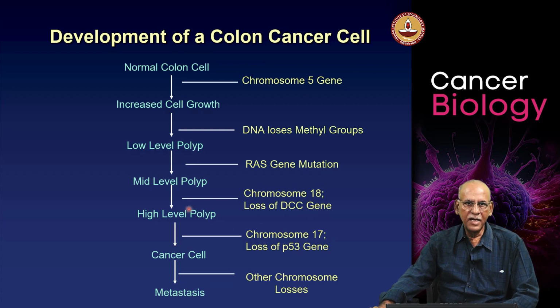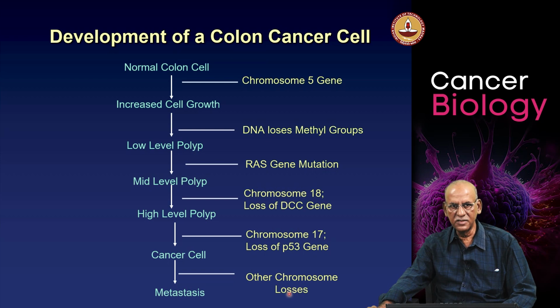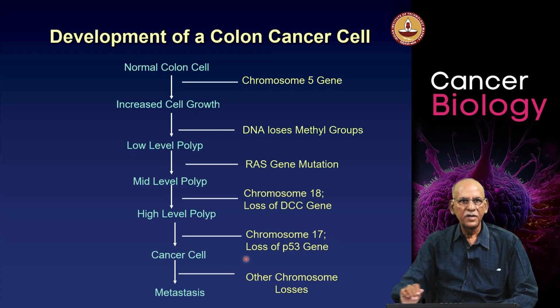Then that leads to further deterioration of the situation. It develops high level polyps. And then in chromosome 17 there is a loss of p53, a very well known tumor suppressor gene. We will talk about that. There is a loss of the p53 gene and then you get a full fledged cancer cell. Then you need additional changes, chromosome losses, for these cancer cells to become metastatic. So, these are the somewhat well defined sequence of changes for any known cancer, colon cancer.